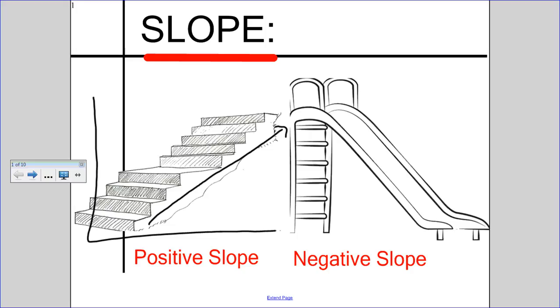Negative slope would be the opposite way. It would be like sliding down a slide. So if I made a graph, my x and y axis, it would be going down. That's an important thing to keep in mind. We'll look at this a little bit further as we keep going.